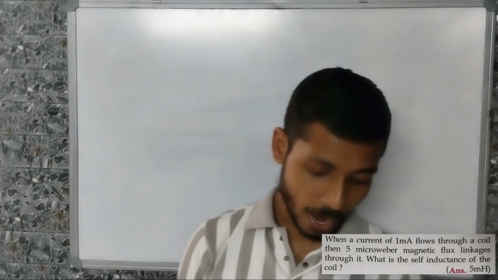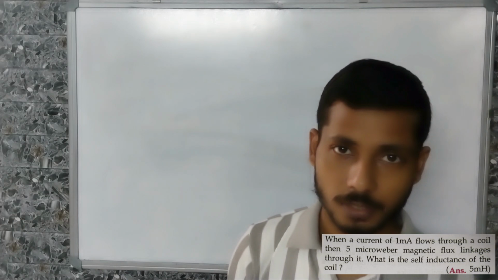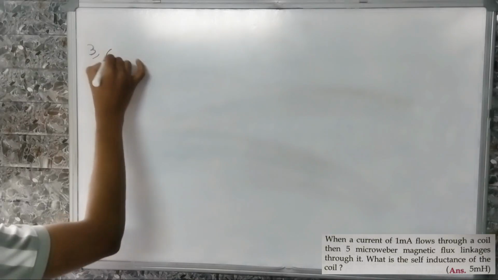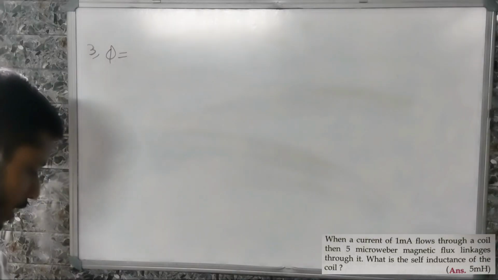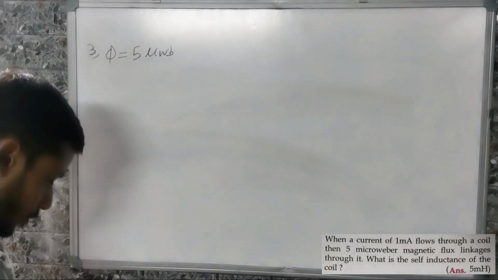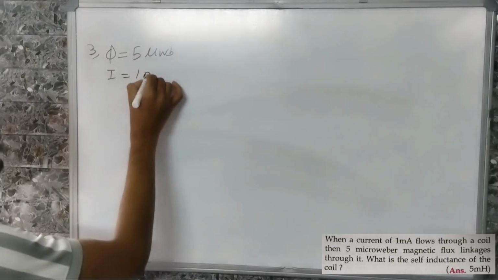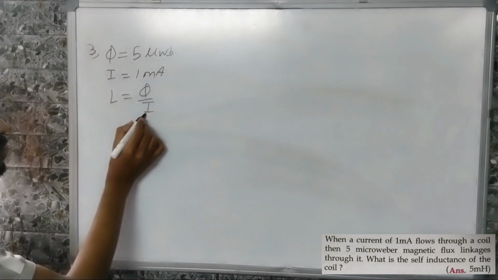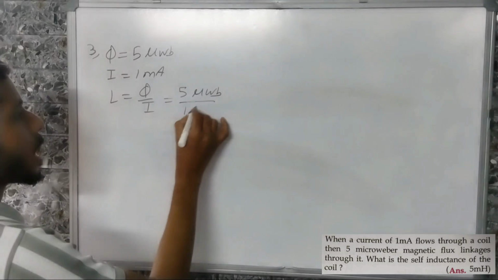a coil, then 5 microweber magnetic flux linkage through it, what is the self inductance? ठीक है, तो given is magnetic flux linkage through it is 5 microweber, and current is 1 milliampere. So we know L is the flux per unit current, flux change per unit current, the 5 microweber per 1 milliampere.